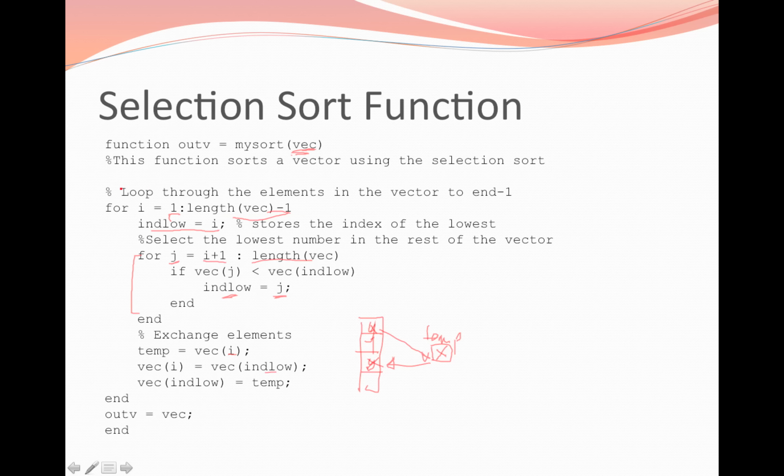So that's the basic idea, exchanging elements. You need some temporary location. So you take one of the elements, store it in temp, and then vec sub ind low gets stored in vec sub I, and then the temporary value that you stashed goes in vec sub ind low. So this accomplishes sorting the vector in place, and then once we're done, we just assign it to our output argument in order to have the function return the sorted vector.